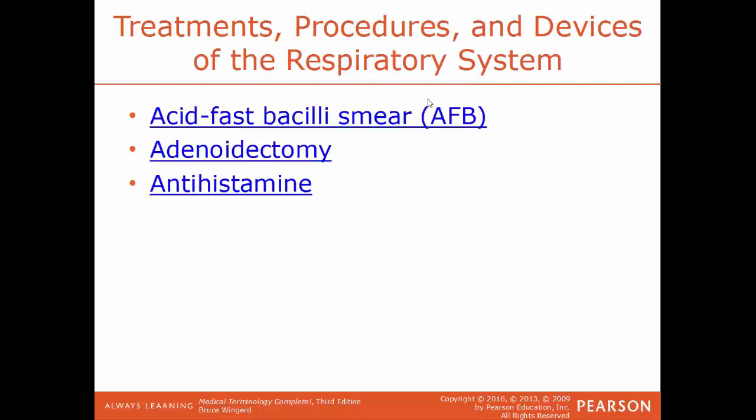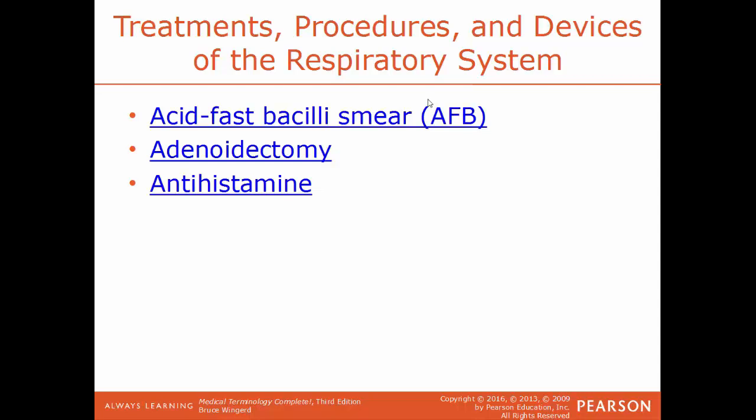Right now we'll get into some more specific treatments, procedures, and devices for the system. The first one, an AFB, acid-fast bacilli smear. This is a reference to a particular type of bacteria and its shape. Bacilli is a bacteria that has a rod shape to it. And an acid-fast bacilli smear is a test given to diagnose tuberculosis. One of the tests that's used to confirm the presence of the bacteria that causes tuberculosis.